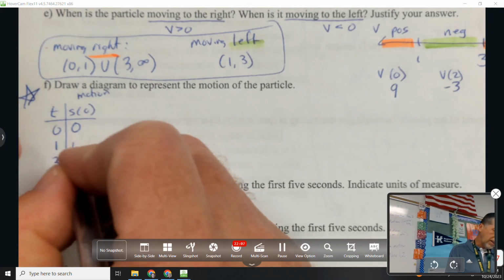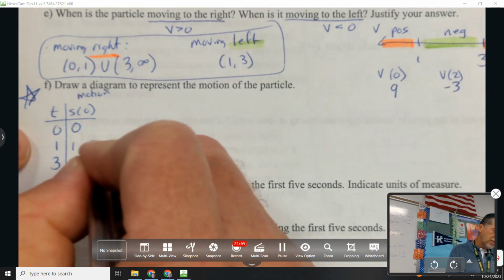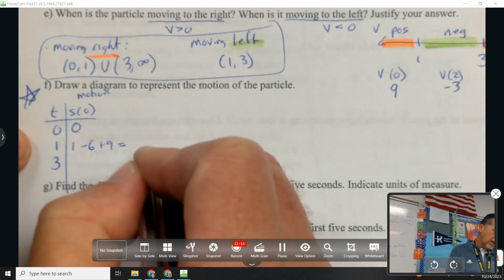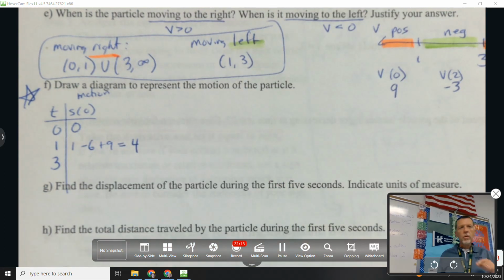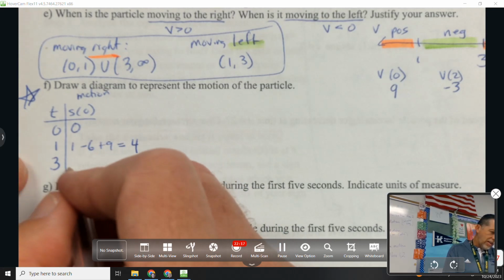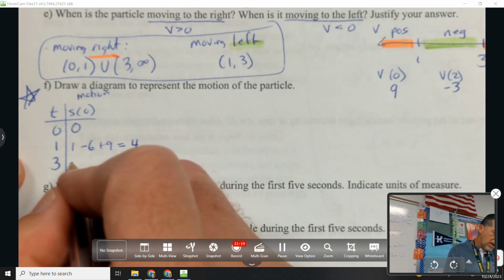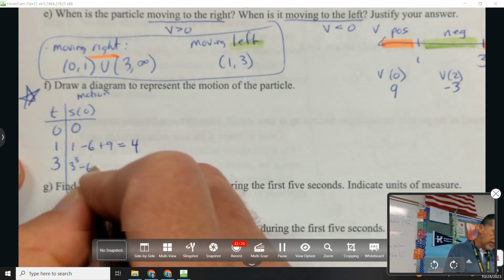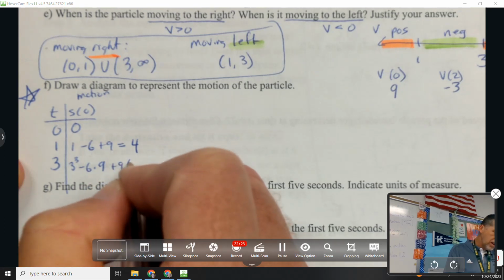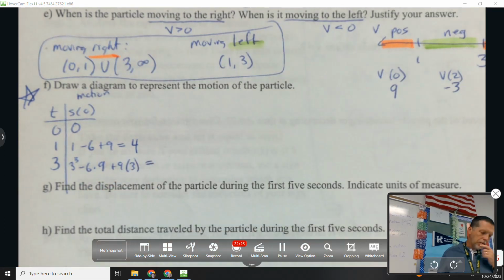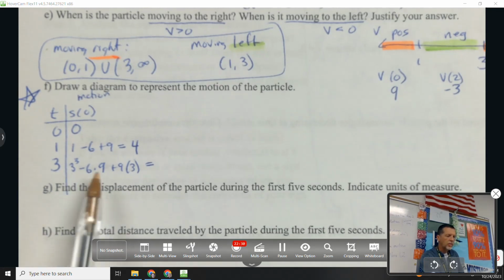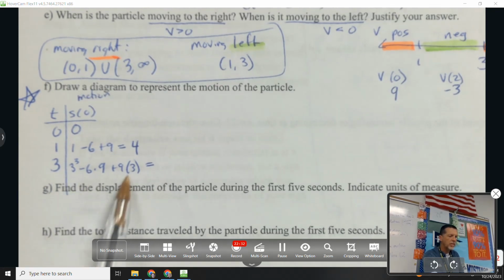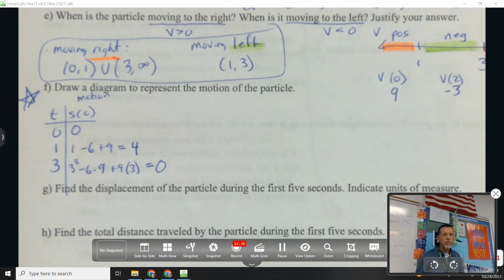S of 1. I'm looking back at the S equation now. 1 minus 6 plus 9 is 4. And then S of 3. 3 cubed minus 6 times 9 plus 9 times 3. 27 minus 54 plus 27, back at 0.